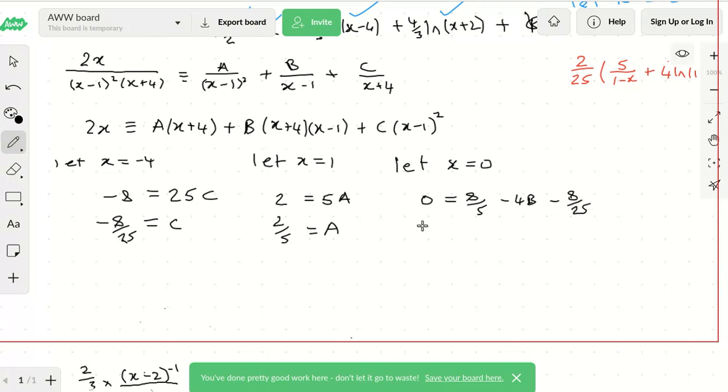Maybe you would have timesed everything by 25 there, so you would end up with 40 minus 100b minus 8. So we get 32 over 100, I think, for b. But that is, of course, 8 over 25. See, I told you, you're going to get 8 25ths. You can see that one quicker, though, by equating coefficients. Bx squared plus cx squared there equals 0x squared on the left-hand side.